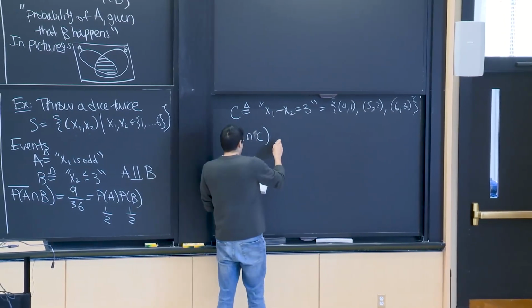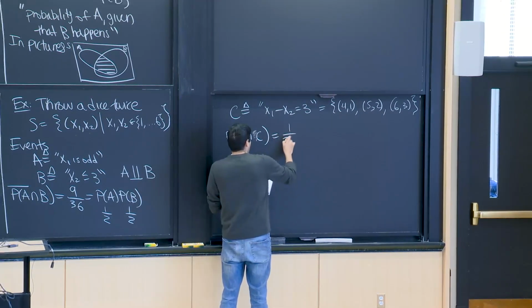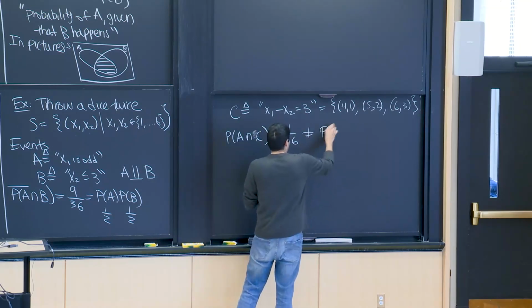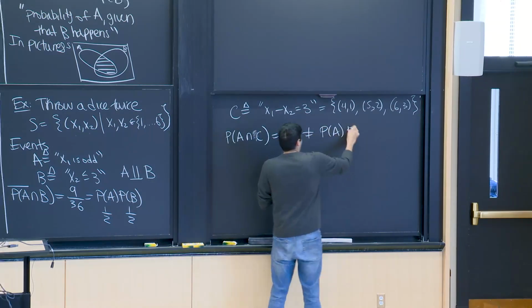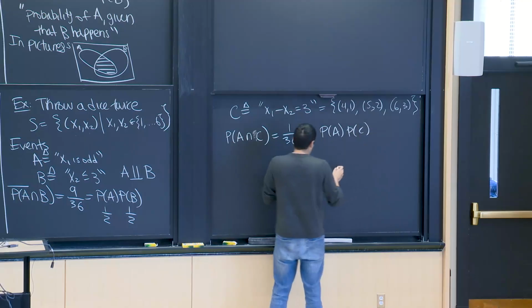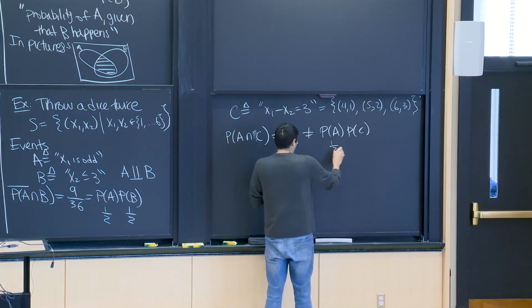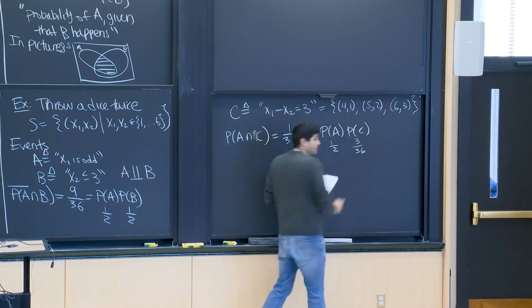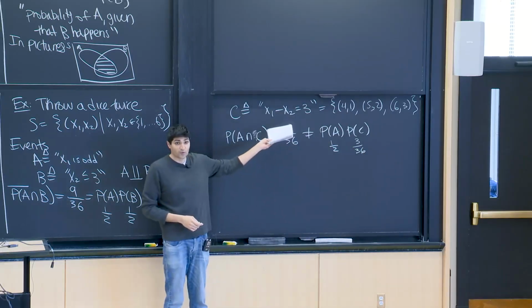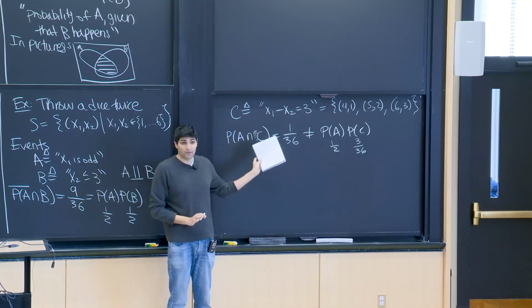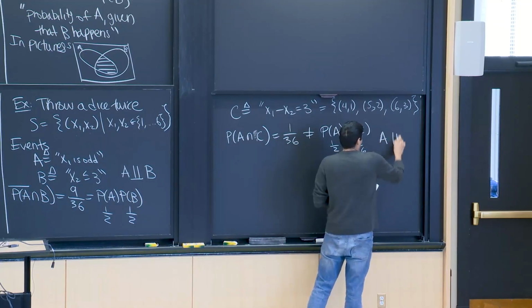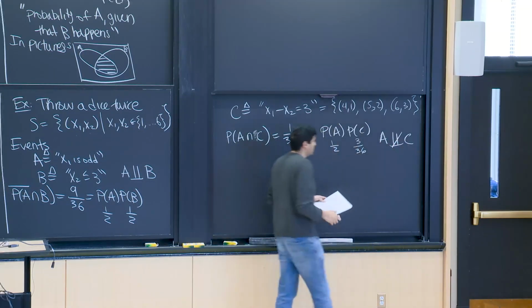So this means the probability of my intersection is 1 over 36. Unfortunately, this is not equal to the probability of A times the probability of C. We know the probability of A is 1/2, and we know the probability of C is 3 over 36, just based on our description of the event. So these two events, A and C, are not independent, right? A is not independent from C.